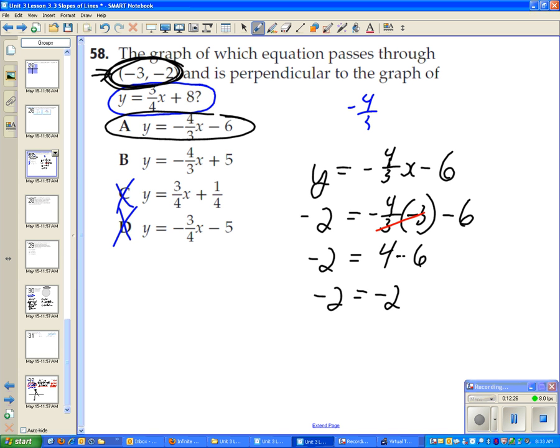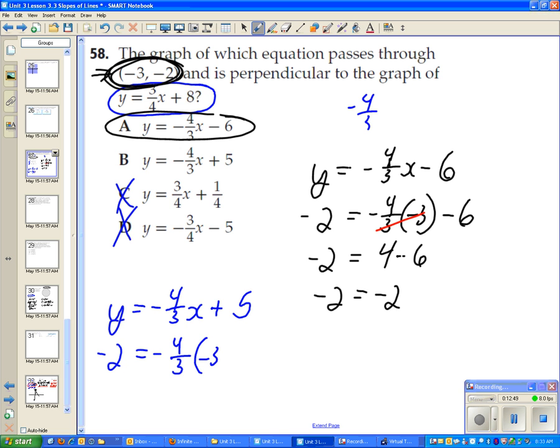But some of you are looking a little iffy. You're thinking maybe I'm doing some kind of voodoo math up here. So let's see what happens if I try plugging in that point into that other equation. So equation B is y equals -4/3 x plus 5. Let's put the -2 in for y.